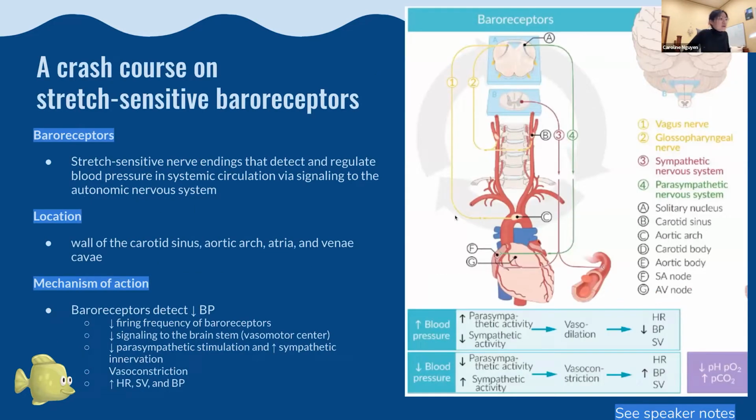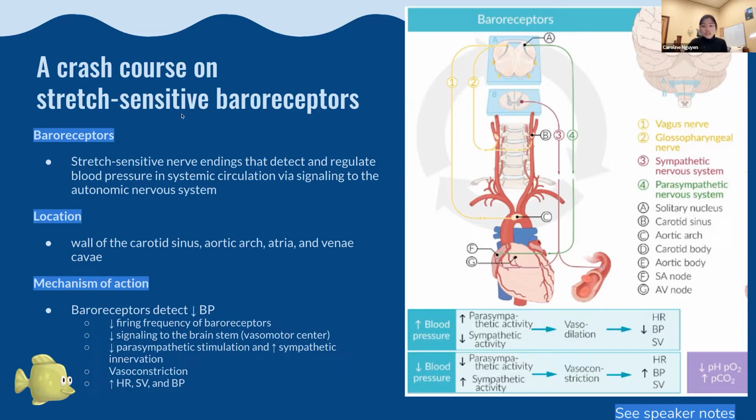So let's learn about stretch-sensitive baroreceptors. Baroreceptors are stretch-sensitive nerve endings that detect and regulate blood pressure in systemic circulation via signaling to the autonomic nervous system. And they're located in the walls of the carotid sinus, the aortic arch, atrium, and vena cava. And the mechanism of action is here.